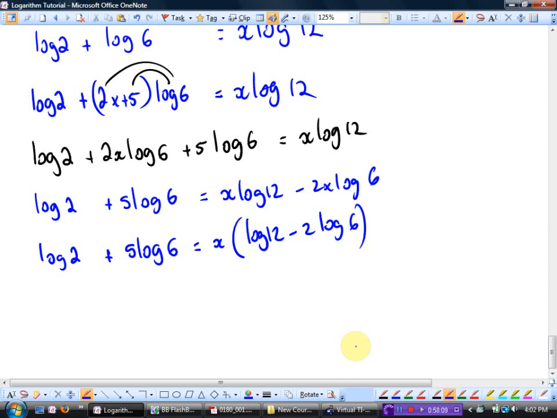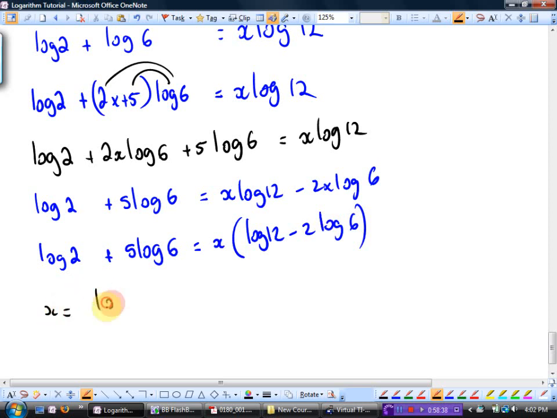Why is that so crucial? Why is that so nice? What's happening between the x and the bracket here, mathematically? Multiplying. So if I want to move this over, what's the opposite of multiplying? Perfect. I'm going to get this.